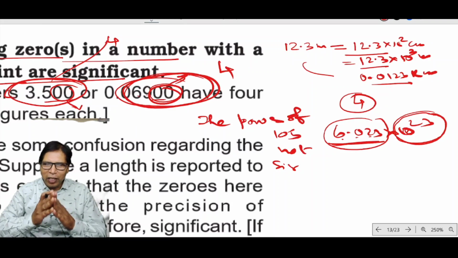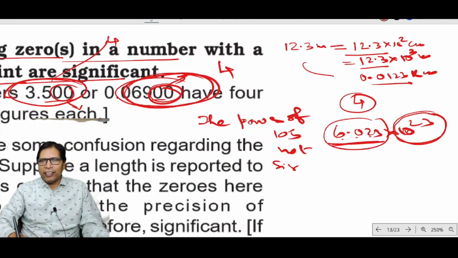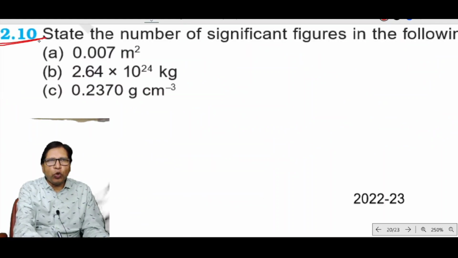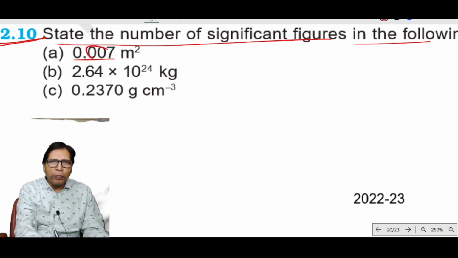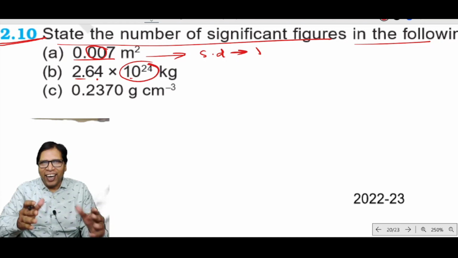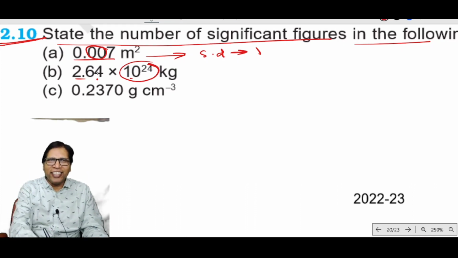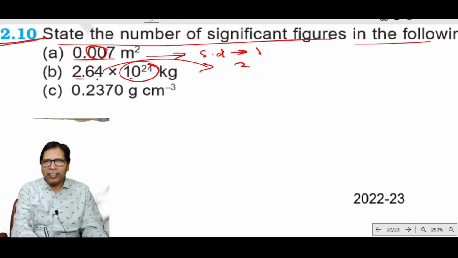Okay, now some numericals from NCERT. Look at this, NCERT 2.10. State the number of significant figures in the following. Look at this: 0.007. The zeros between the decimal point and the non-zero digits are not significant. So here the number of significant digits is equal to 1. Now 2.64 into 10 to the power 24 kg. The power of 10 is not significant. So here the significant figures are 3.